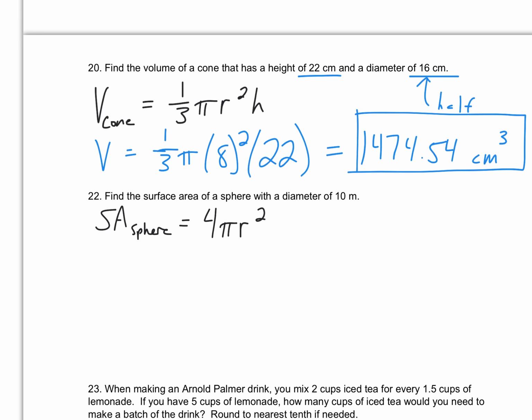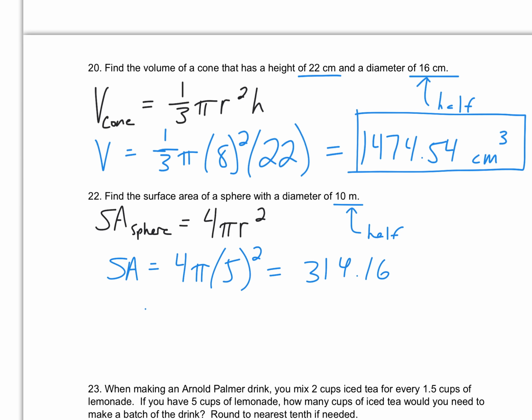So we're going to plug in the information into that. So really the only thing we need to plug in is the radius. Be careful with your radius, because again, we're given the diameter. So the radius is half of this. And we're going to go ahead and plug that into our calculator. We got 4 pi times 5 squared, and I get, I'll put it over here, 314.16. That's in meters squared because it's surface area.